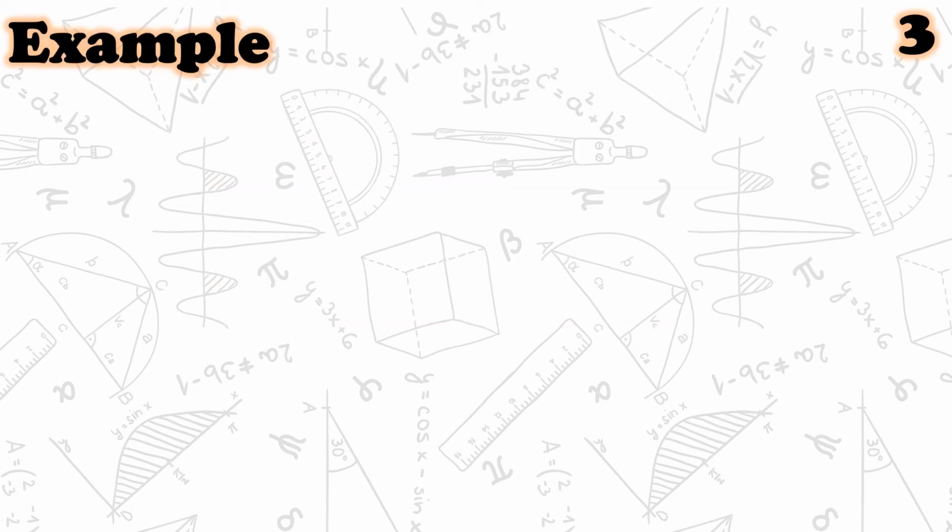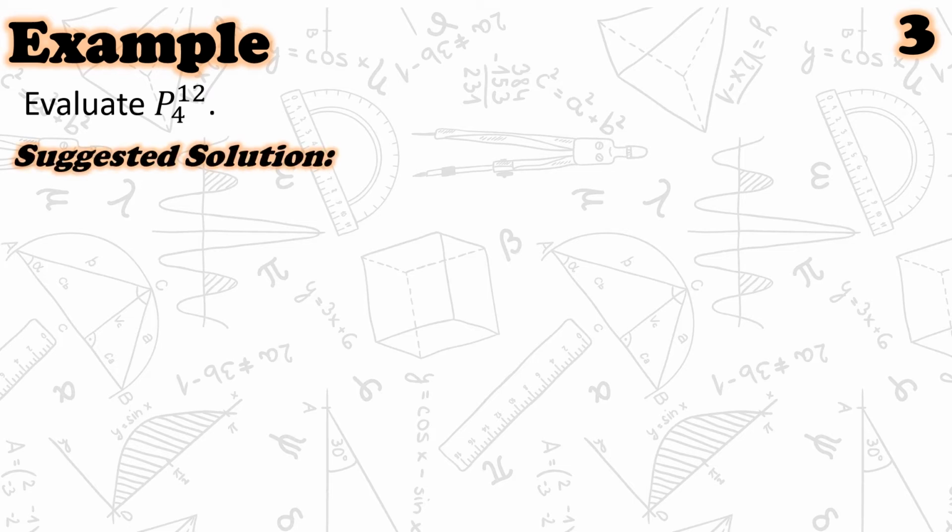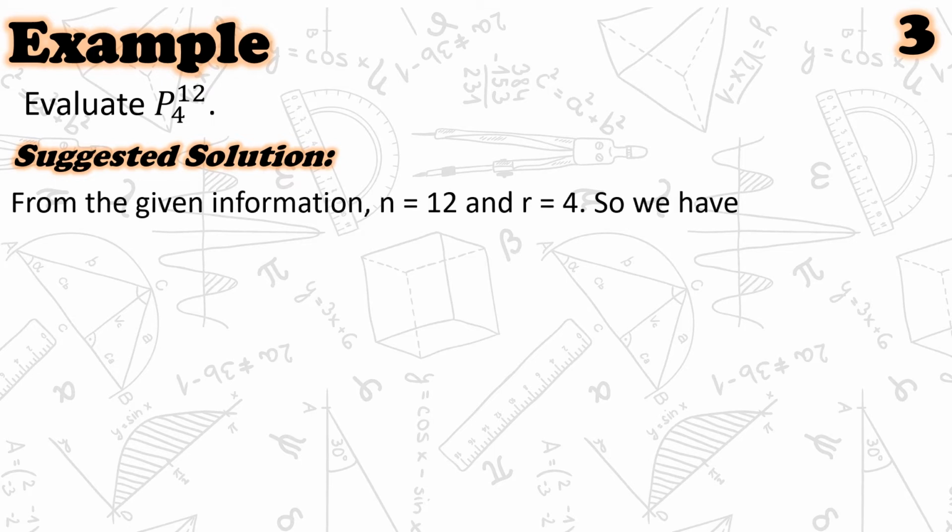Let us have an example. Evaluate 12P4. Here's our suggested solution. From the given information, n is equal to 12 and r is equal to 4. So we have 12 taken 4 is equal to 12 factorial over 12 minus 4 factorial.